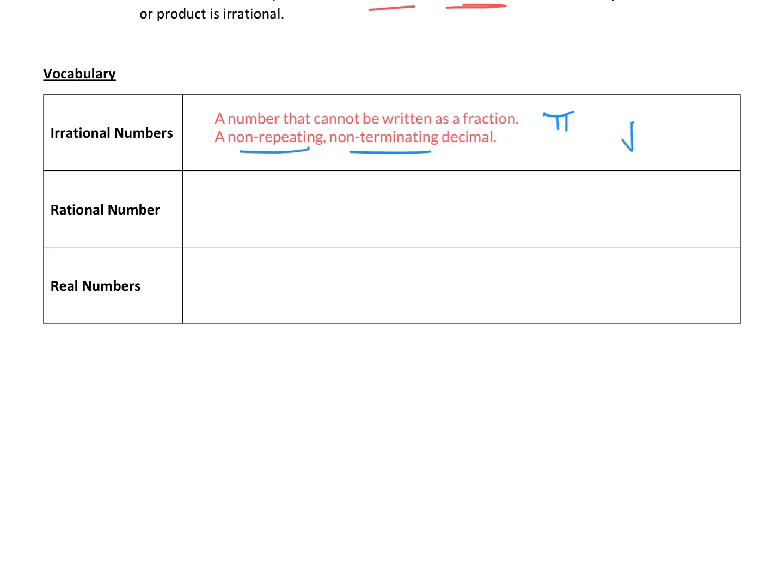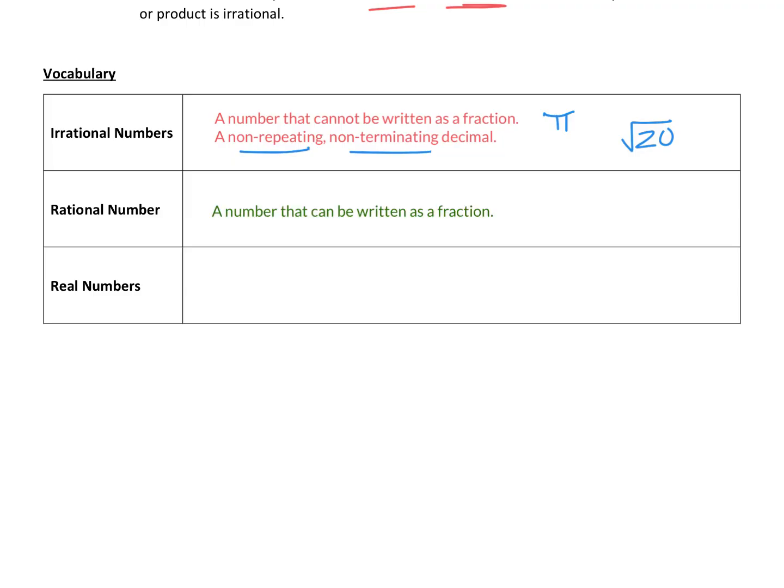Another example, the square root of 20. Square root of 20, if you type that into your calculator, is 4.472135955, and it continues on. That's all that would fit on my calculator. So again, it does not repeat, it does not terminate, and you cannot write it as a fraction. Therefore, it is irrational.